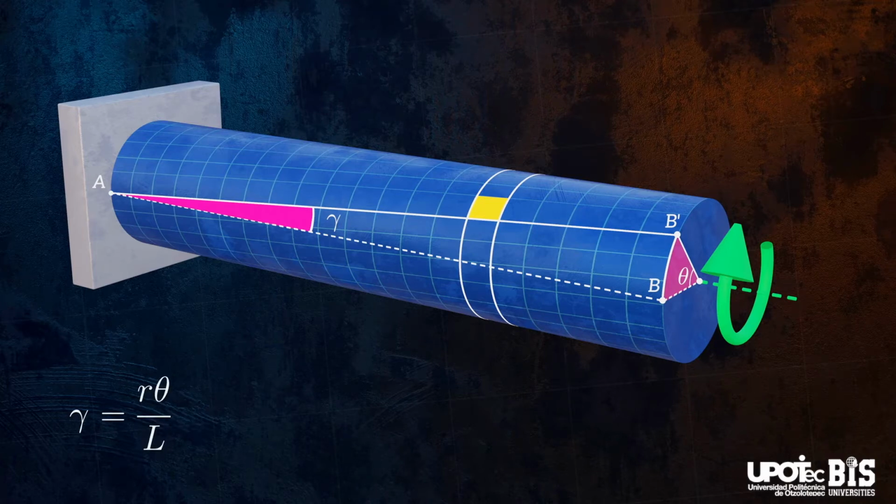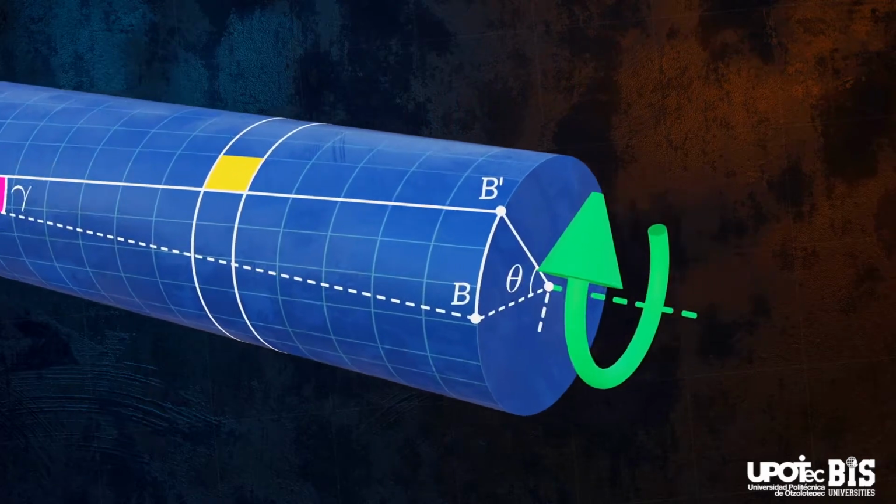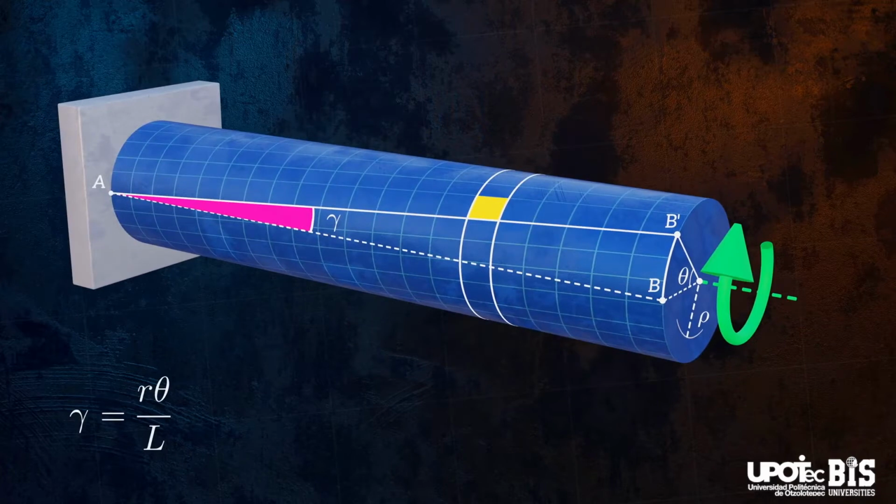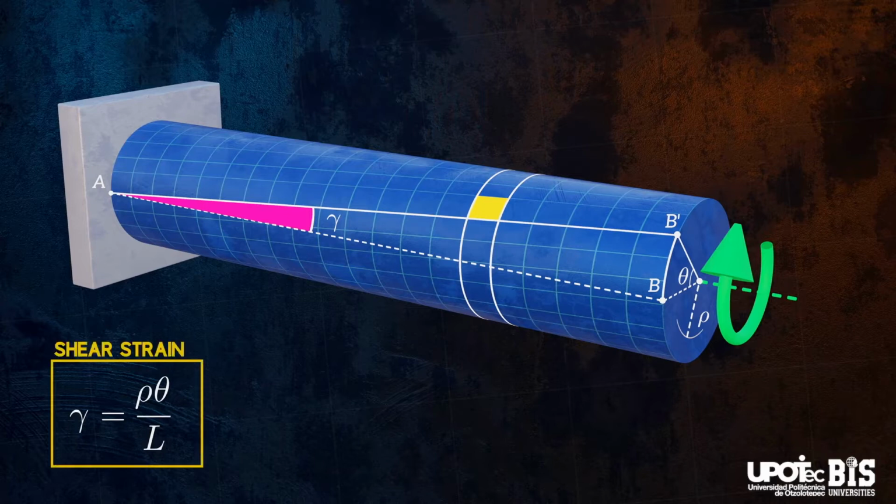This is actually only an equation for the shear strain on the surface of the bar. But what about inside it? It turns out that the shear strains increase linearly with the distance from the center of the cross-section. So if we define ρ as the radial distance from the center of the cross-section, we can replace r in this equation with ρ to give us an equation we can use to calculate shear strain due to torsion at any point within the bar.